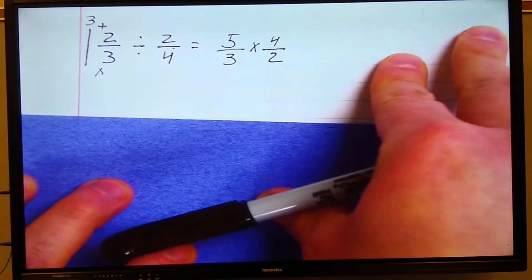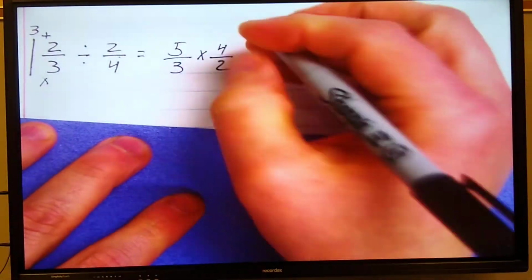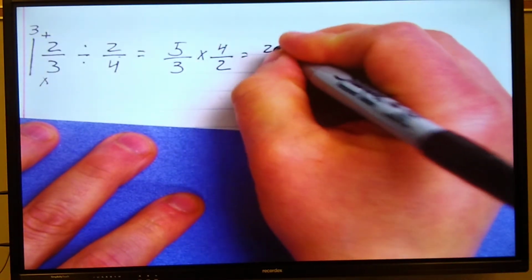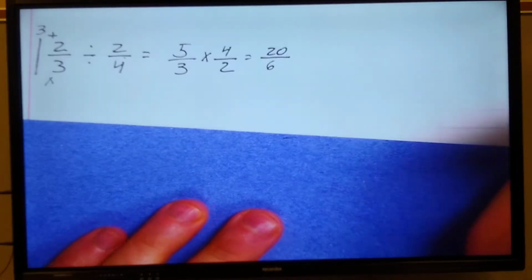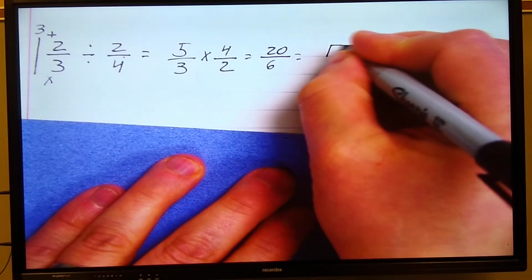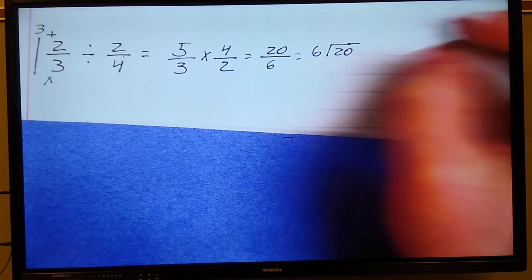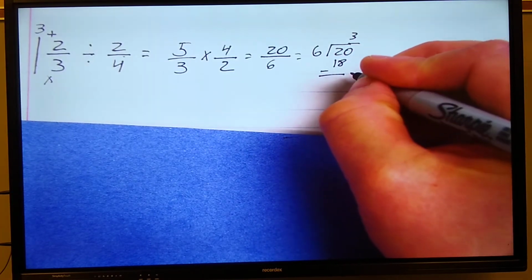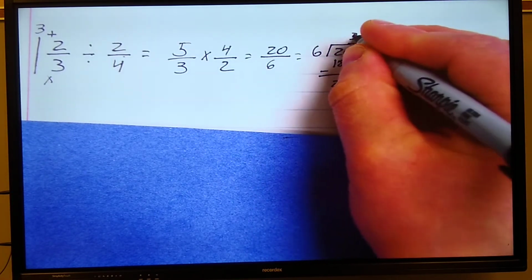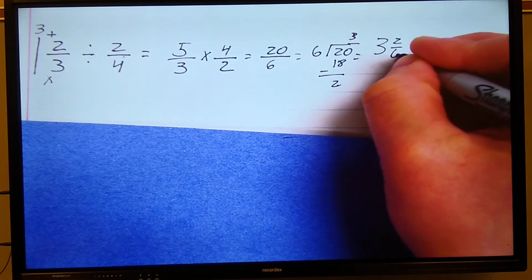And then I just multiply straight across. 5 times ... Is that an improper fraction? Yes, it is. 6 will go into 20 3 times. 20 minus 18 is 2. My whole number is 3. My numerator is 2. My denominator is 6.